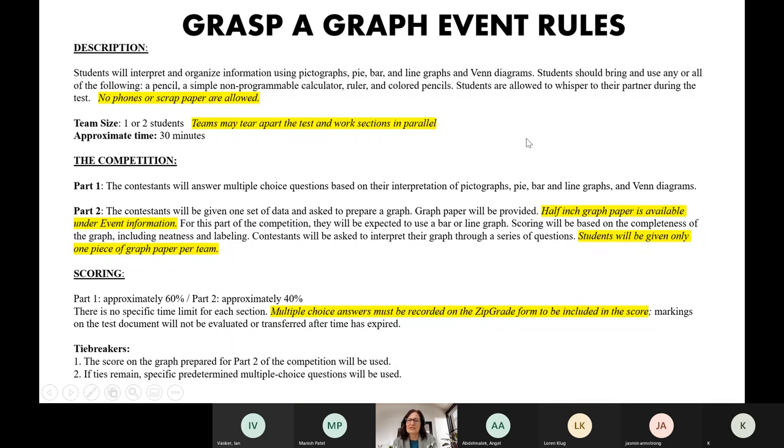Hopefully you've read the rules, but just in case you haven't, I'm going to go over them and point out a few things I've got highlighted here. This event is testing your ability to interpret graphs and also graph a set of data. We are limiting it to graphs that the kids should be exposed to: pictographs, pie charts, bar graphs, line graphs, and a Venn diagram.